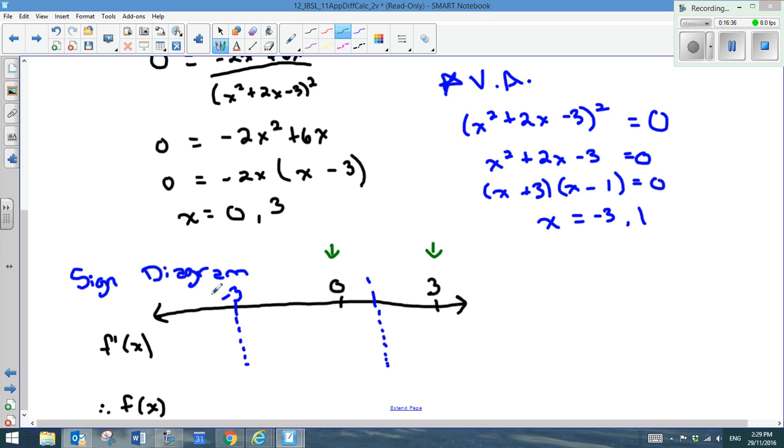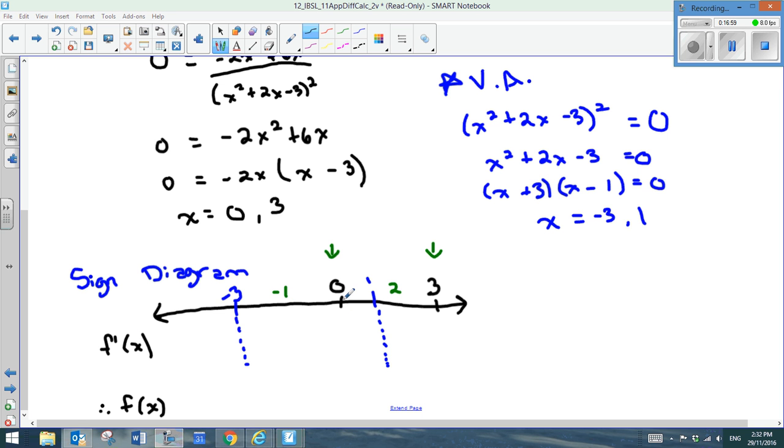So let's choose a few test values. You can choose a test value for all the intervals, or just below 0, above 0 between 0 and 3, then above 3. So let's choose something like, let's say, -1. And let's say maybe a +2. Go ahead and substitute those into your derivative, and let's see what signs you get.